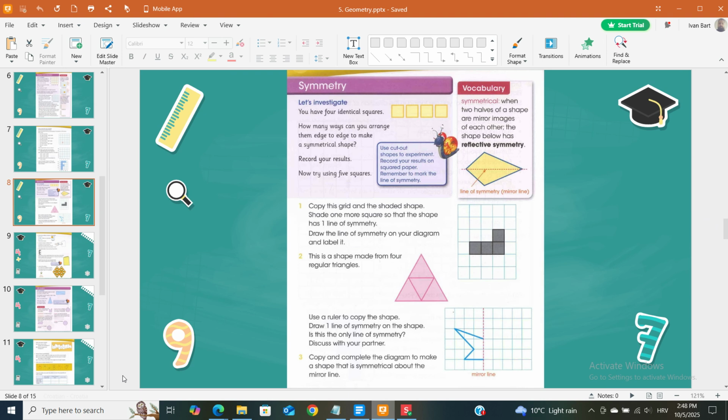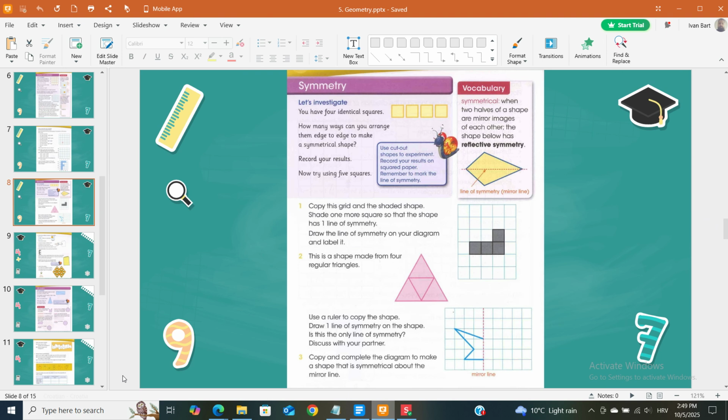Vocabulary. Symmetrical. When 2 halves of a shape are mirror images of each other. The shape below has reflective symmetry. Line of symmetry. Mirror line. 1. Copy this grid and the shaded shape.